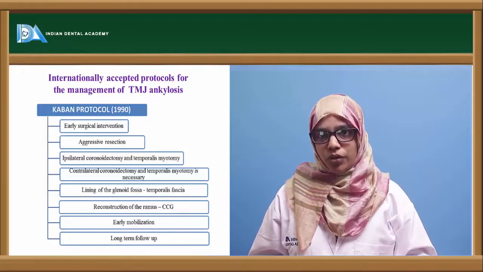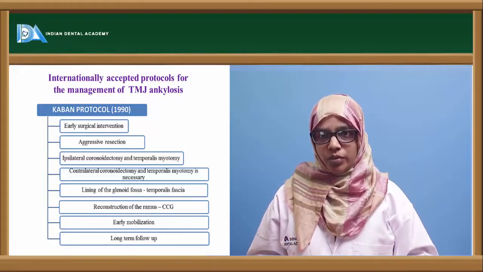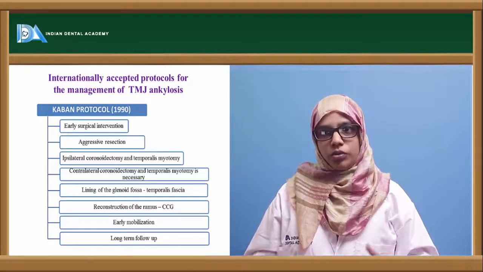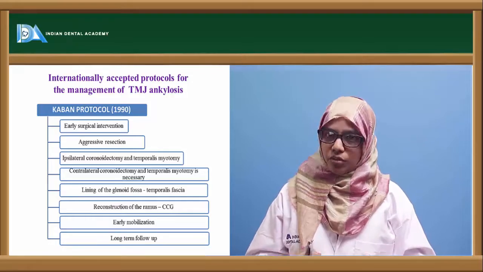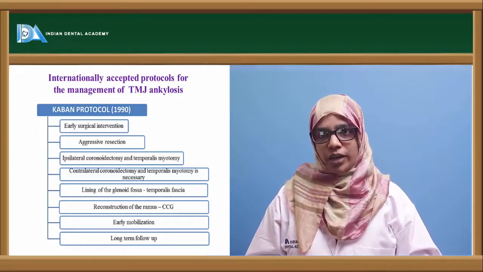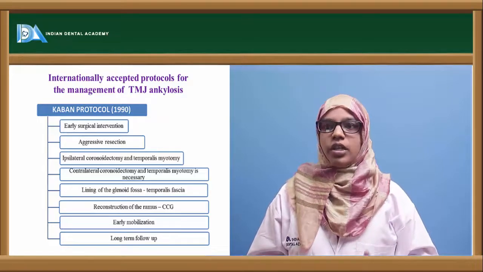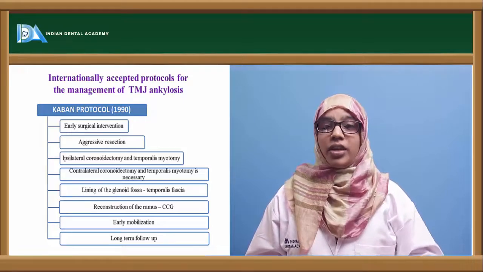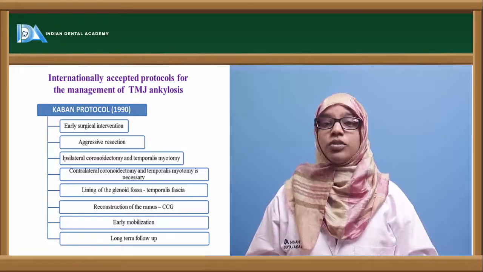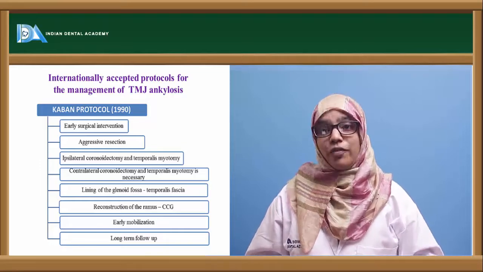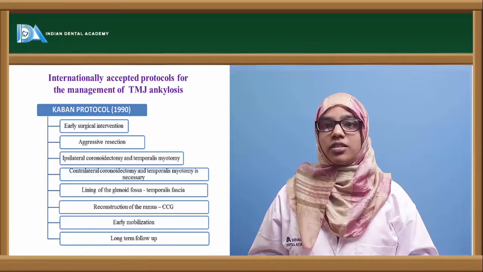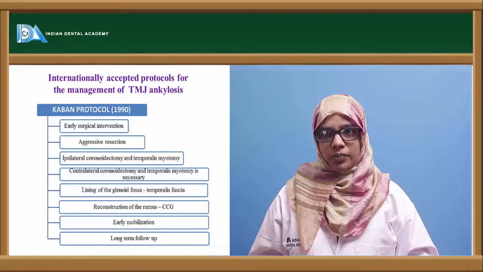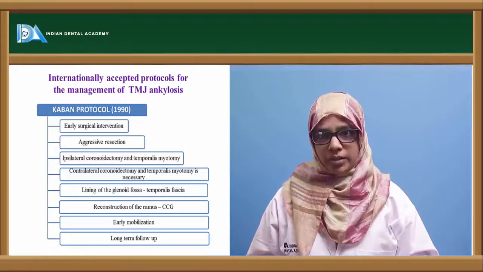So once you have removed the coronoid process, you have raised a myofascial temporal flap. You line the glenoid fossa with this temporalis flap. Either you could line this or you could reconstruct the gap that you have created with costochondral graft followed by closure. Early mobilization is a key of success in case of TMJ ankylosis. You might think patient has undergone a surgery, how to start a mobilization on the next day, but you have to start jaw exercise on the next day of surgery. Because if you delay, the bone will consolidate and reunion will start. Along with that, long-term follow-up is a must.